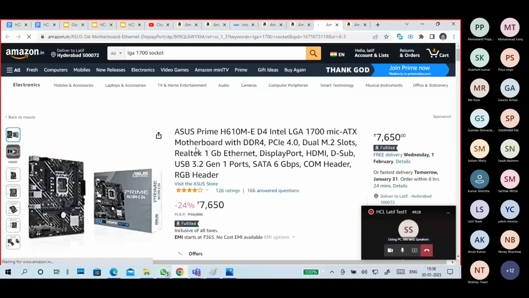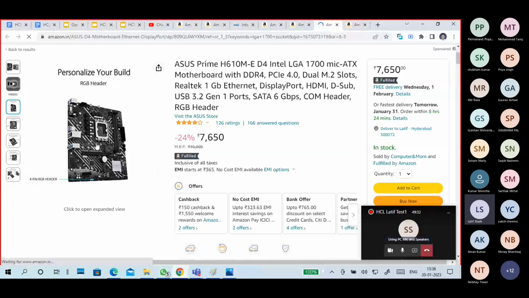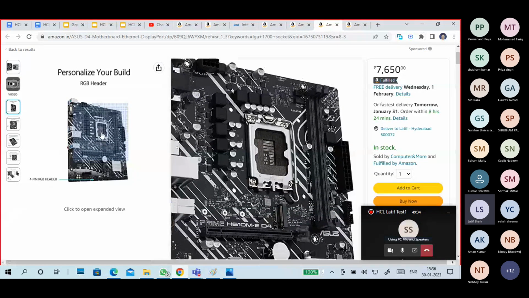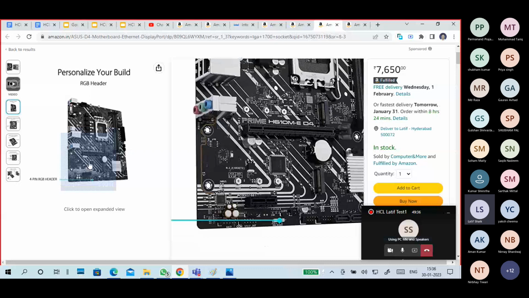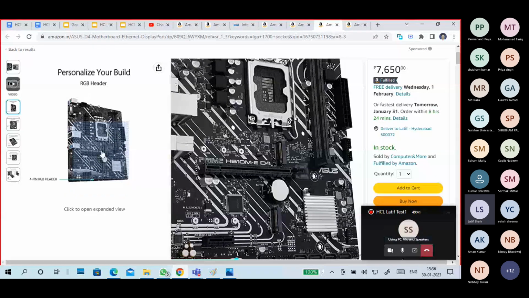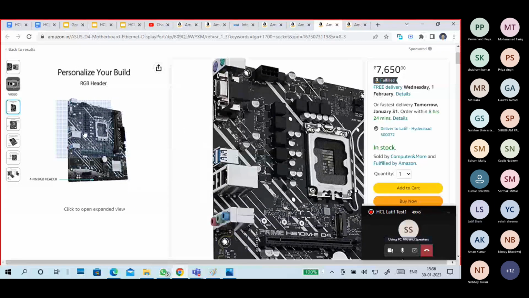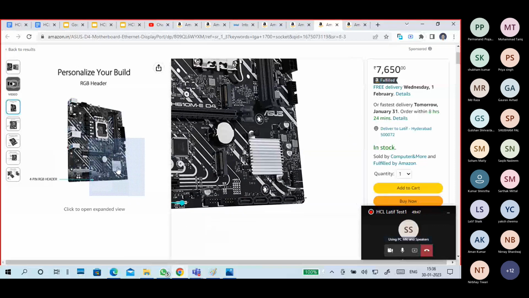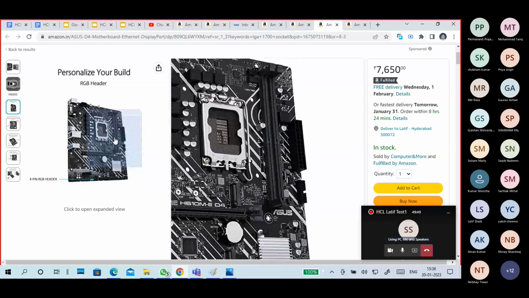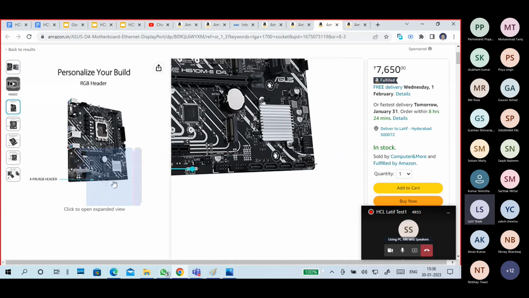Okay. So this is the one model kind of stuff. See, this is the processor socket, RAM slots, and you can see this is one SSD slot, another SSD slot, and one more SSD slot can be somewhere. You can't see. These are SATA sockets.